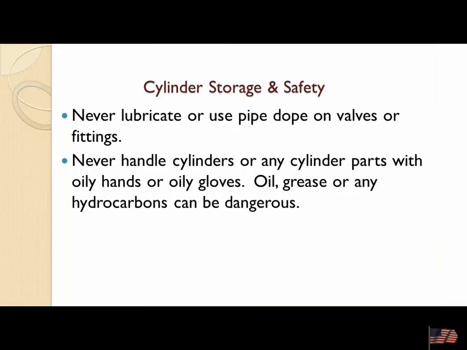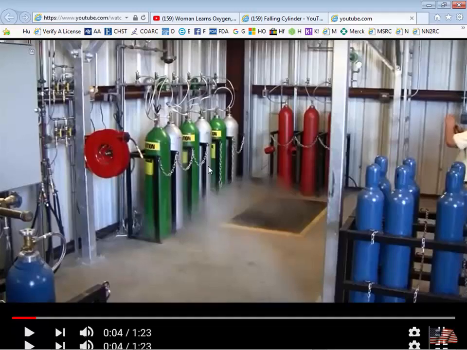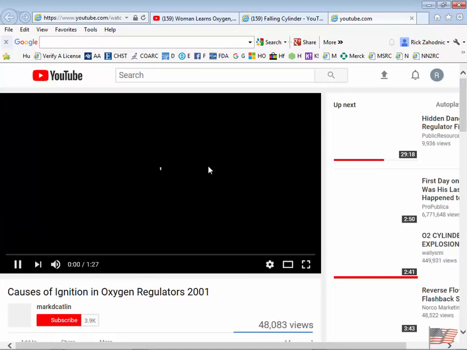Okay. Never lubricate or use pipe dope on valves or fittings. Never handle cylinders or any parts with oil. Oil and oxygen do not get along. Oil and oxygen are bad together. They can start a fire. And let's see what some bonehead did here.